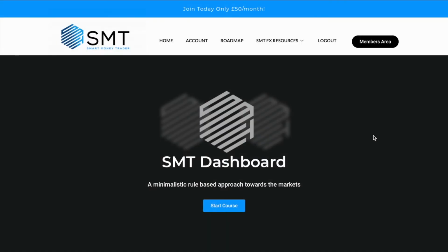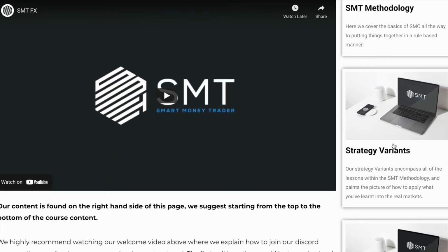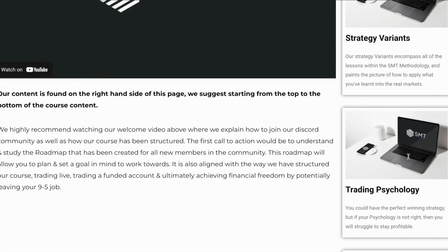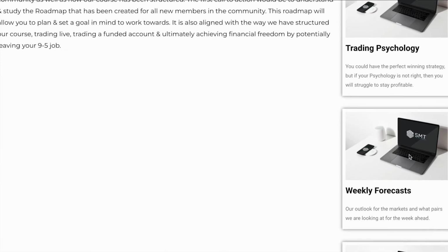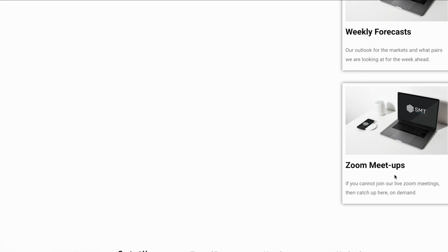So here we have the SMT dashboard. So scrolling down we've got the SMT methodology, so these are the individual lessons that cover everything from order blocks all the way up to liquidity. We've got our strategy variants, trading psychology, weekly forecasts and our Zoom meetups.